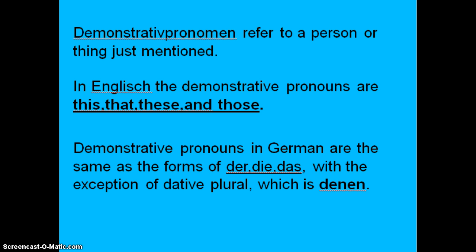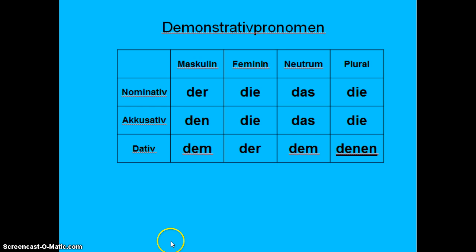Demonstrative pronouns in German are the same as der, die, das. It's not like it's a new word. They're words that you already know. It's just the der words. There's one exception. The dative plural has a new form when you use them as a pronoun.